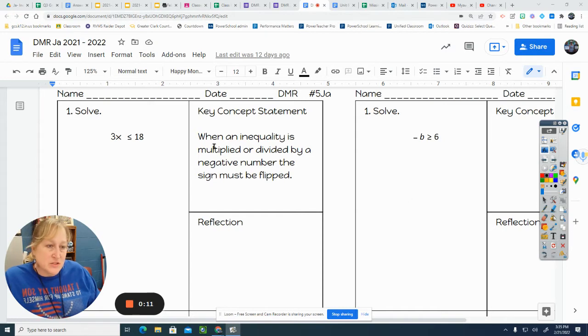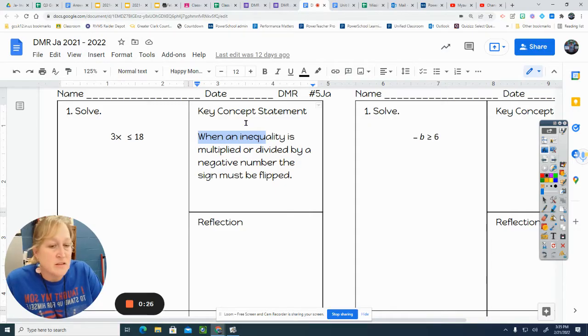Remember that our skill that we're working on is when an inequality is multiplied or divided by a negative number, the sign must be flipped. But most of this top section is done just like you did your previous solving one-step equations with the inequality, or with the inverse. So what that means is that we want to isolate this x variable.